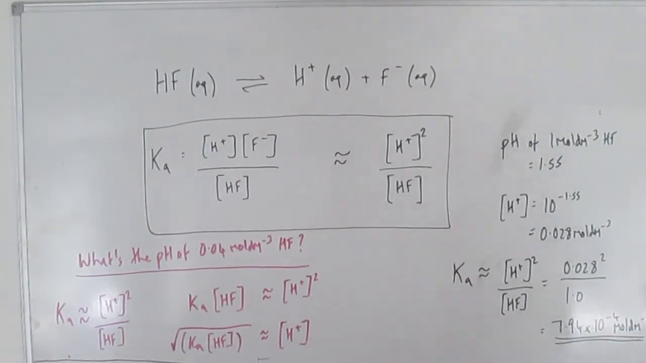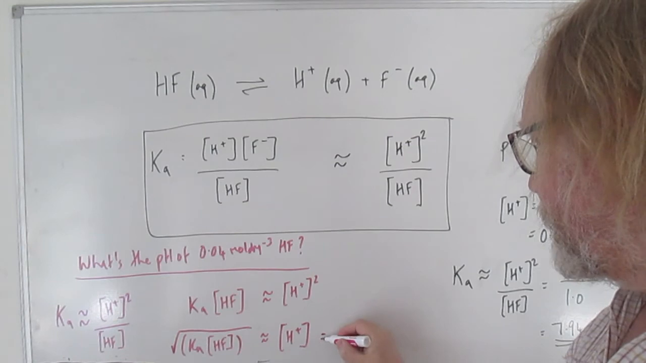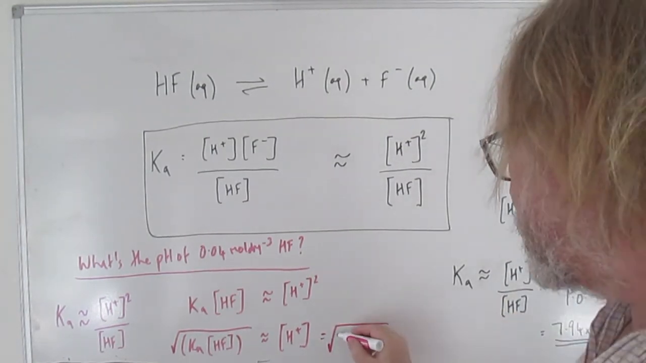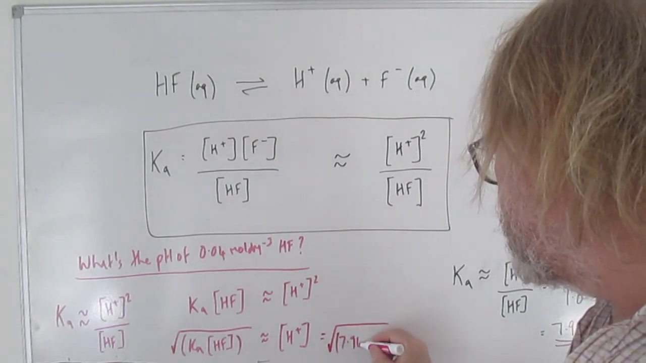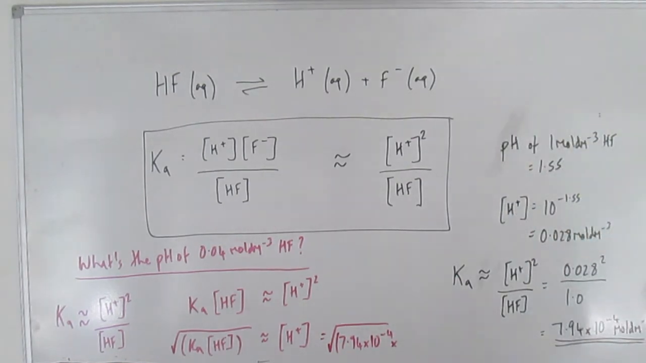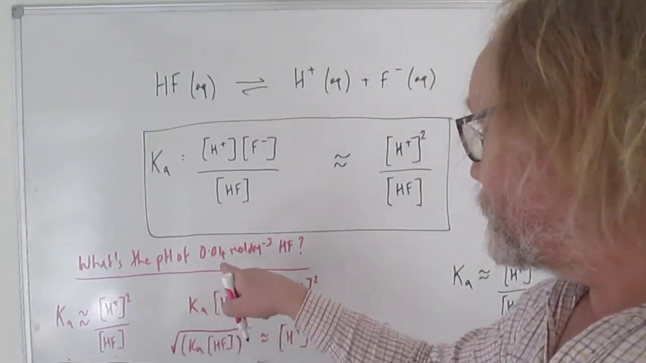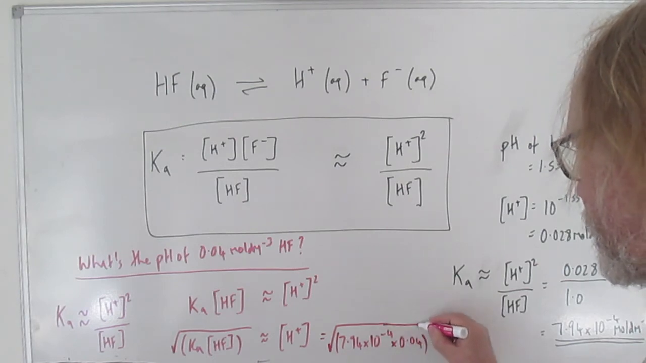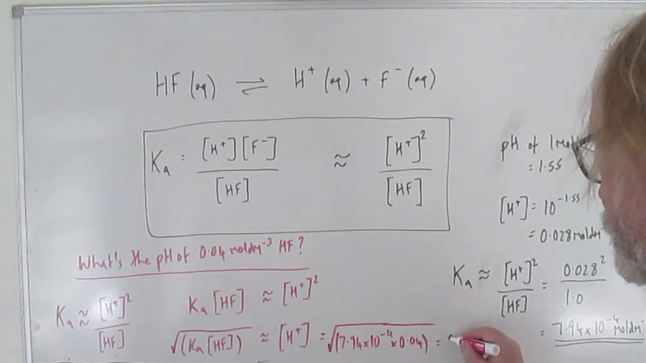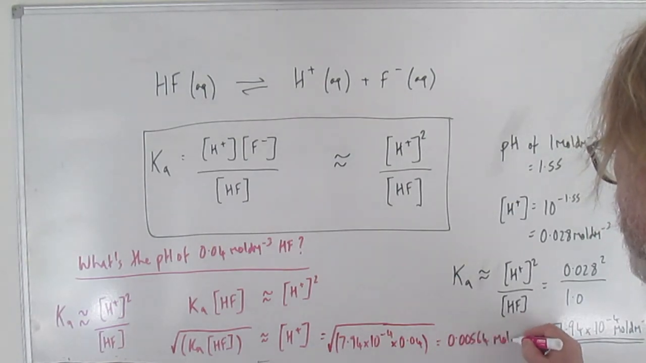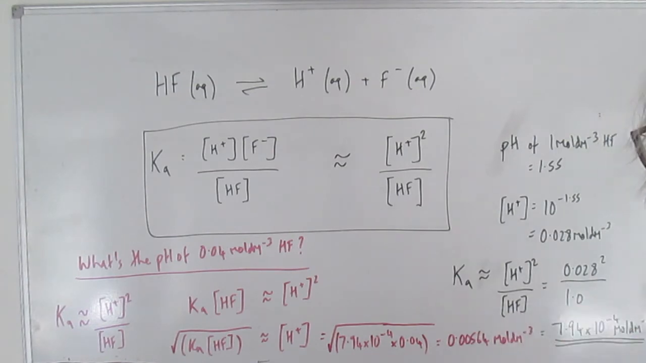Okay, so if we put the numbers into that, we get that that's equal to the square root of Ka we worked out over here, 7.94 times 10 to the minus 4, times the concentration, which we're saying is 0.04. Okay, and if you work out that number, you get 0.00564 moles per dm cubed for the H+ concentration.